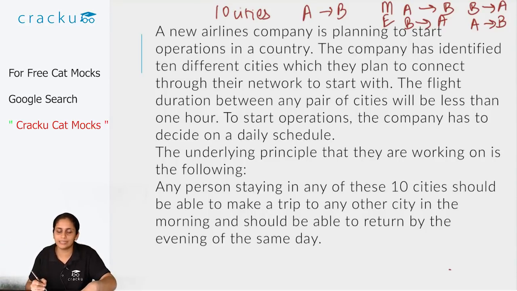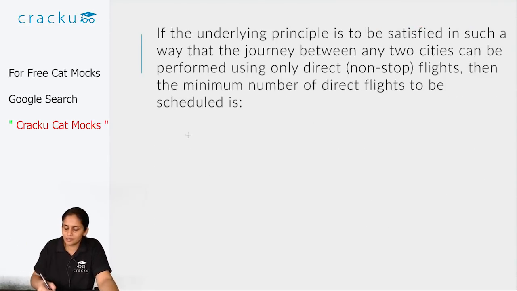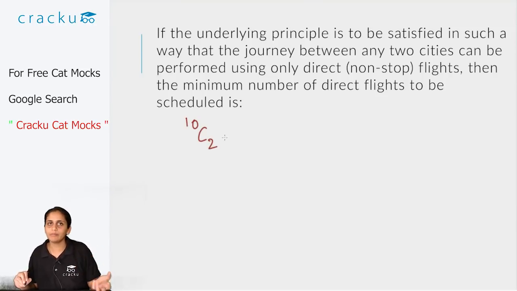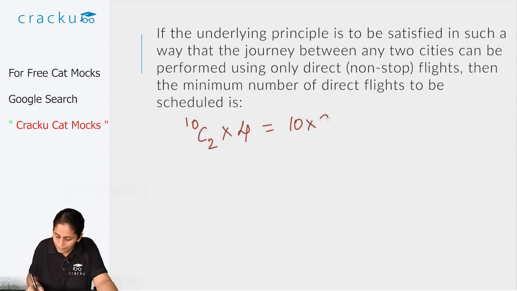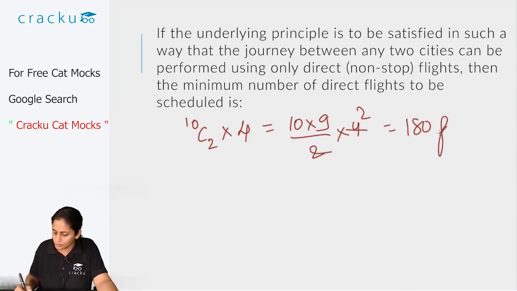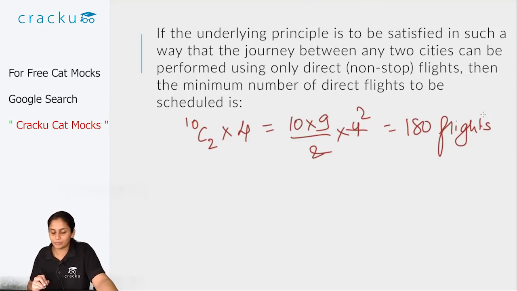Now if there are 10 cities, how many such pairs will be there? The number of pairs will be 10C2 essentially. That is 10 cities picking 2 at a time, you will get 10C2 pairs. And for each pair you need 4 flights. So you get the total number of flights required as 10C2 into 4. This will be equal to 10 into 9 divided by 2, into 4, that is essentially 10 into 9 into 2, that is 180 flights. So you would need 180 flights to satisfy this underlying principle. So now let's go on to the next question.